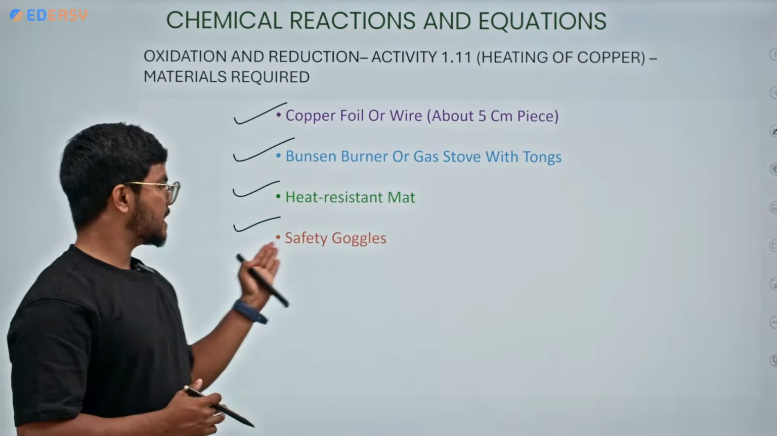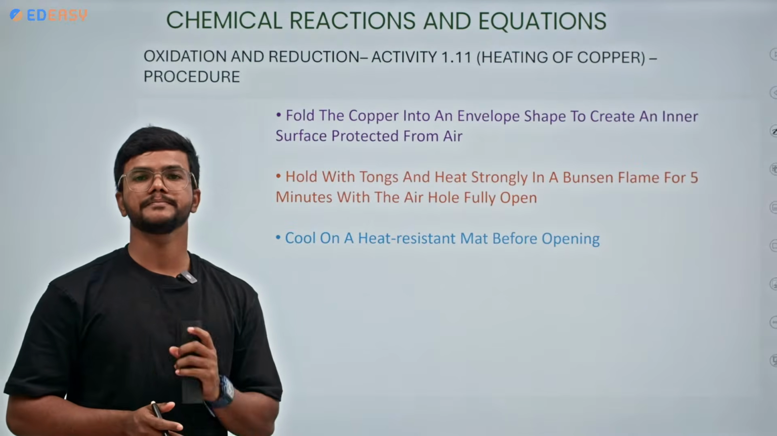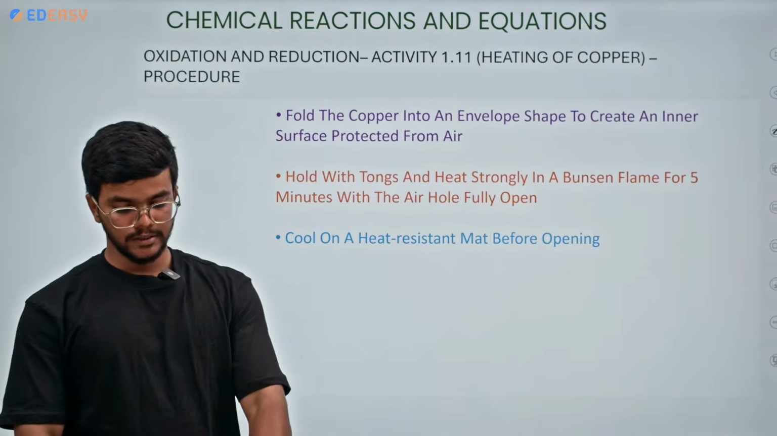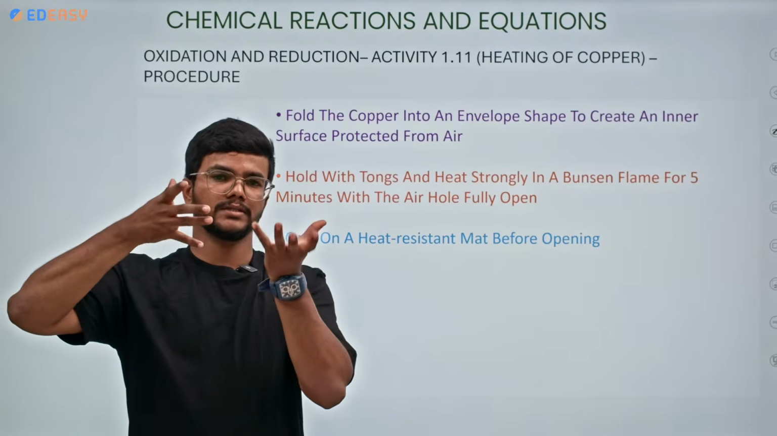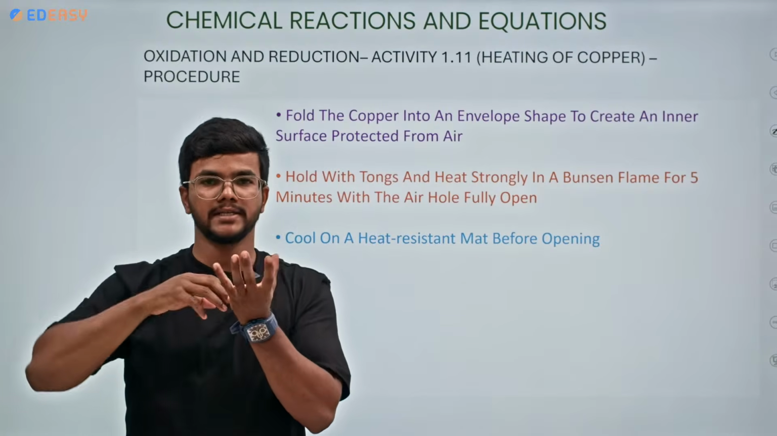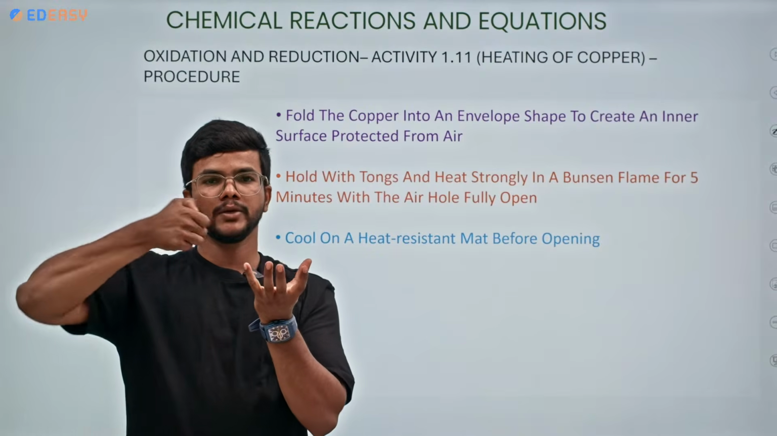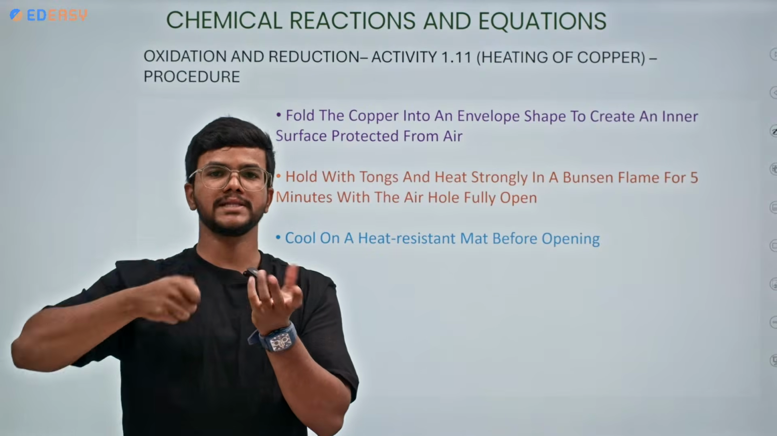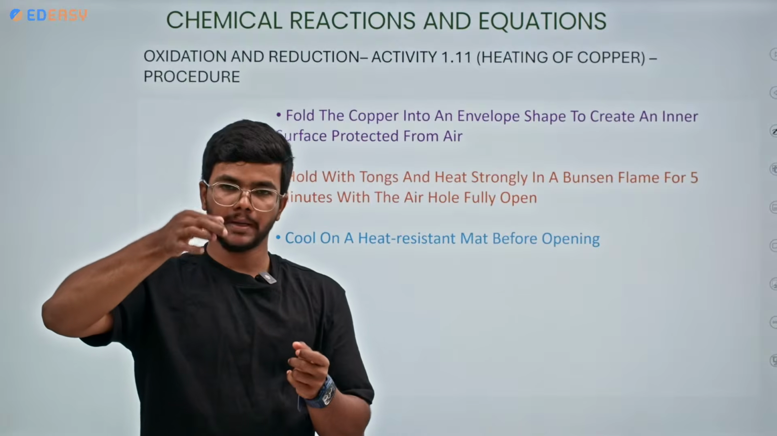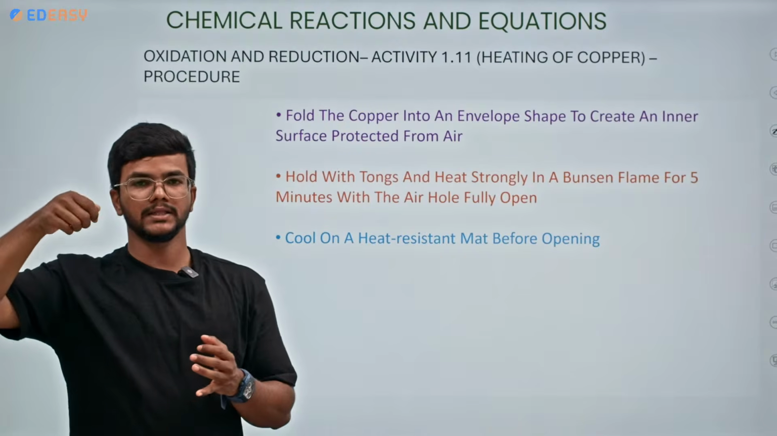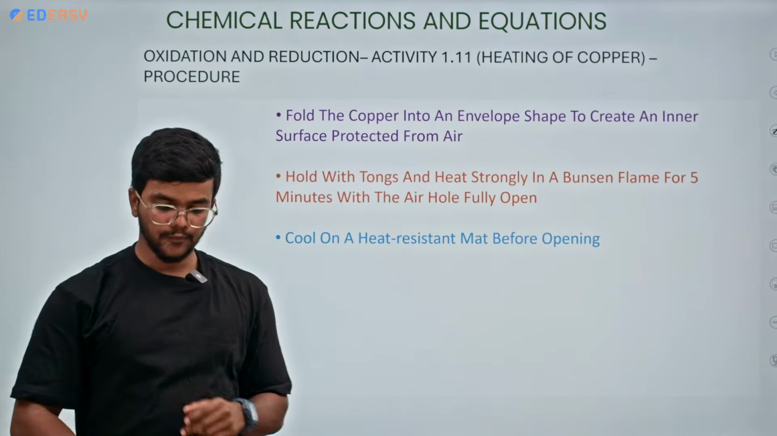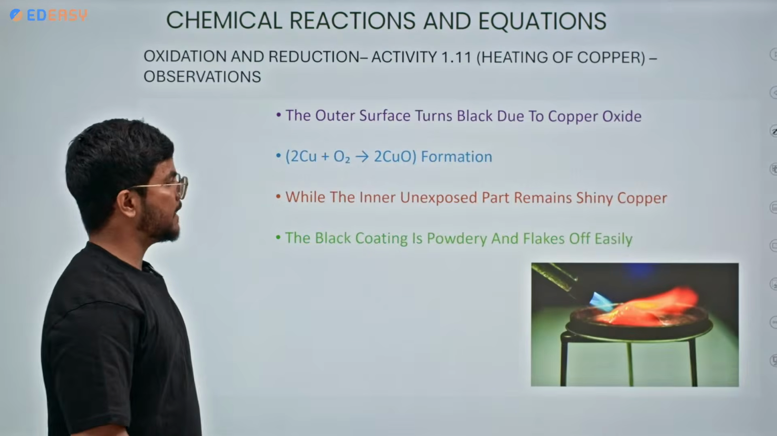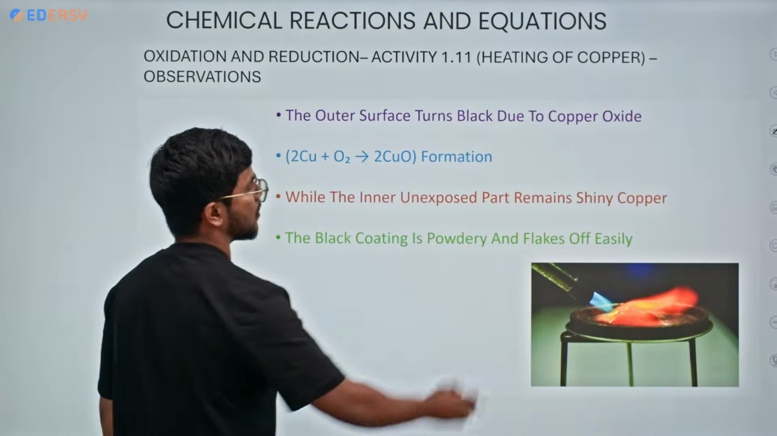Okay. So safety goggles are mandatory. Procedure: just take the copper and hold it, or you can keep it in a petri dish or any dish. Directly use the burner, or else you can hold the copper plate or copper wire with a holder and heat it under the Bunsen burner. After the reaction, you can find a black color coating on the copper.